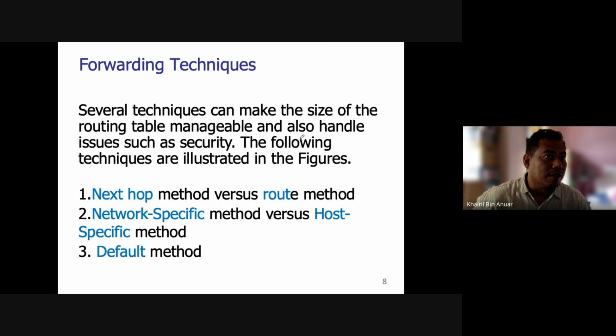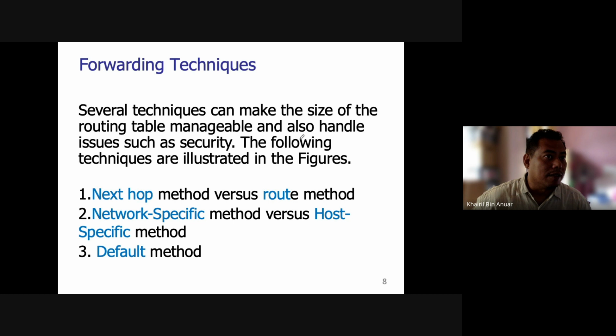And the route method here means that the router itself knows the whole network, and it will give you the information with respect to the whole routing. Meaning here, all the routers will have the same information. Whereas for the next hop technique, that specific router will have its own routing table, whereas the others won't have the same thing. That is the difference.